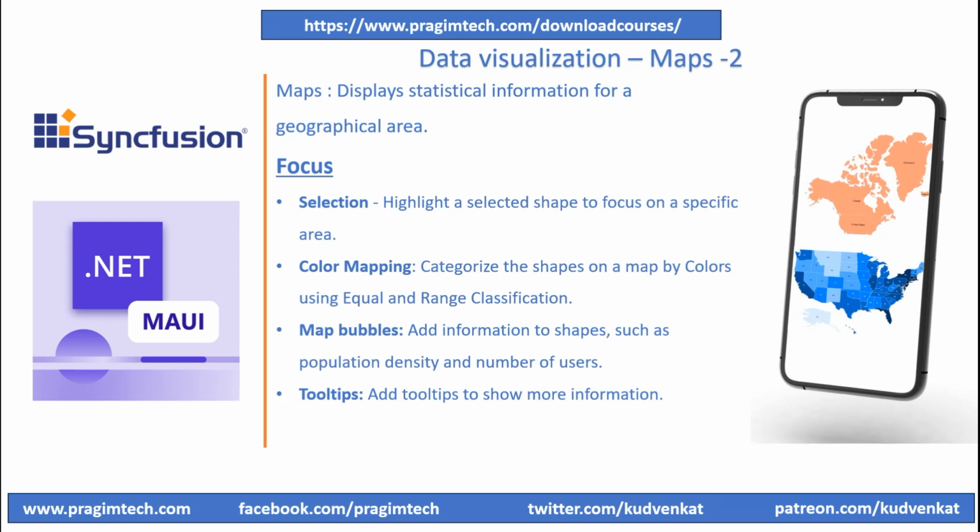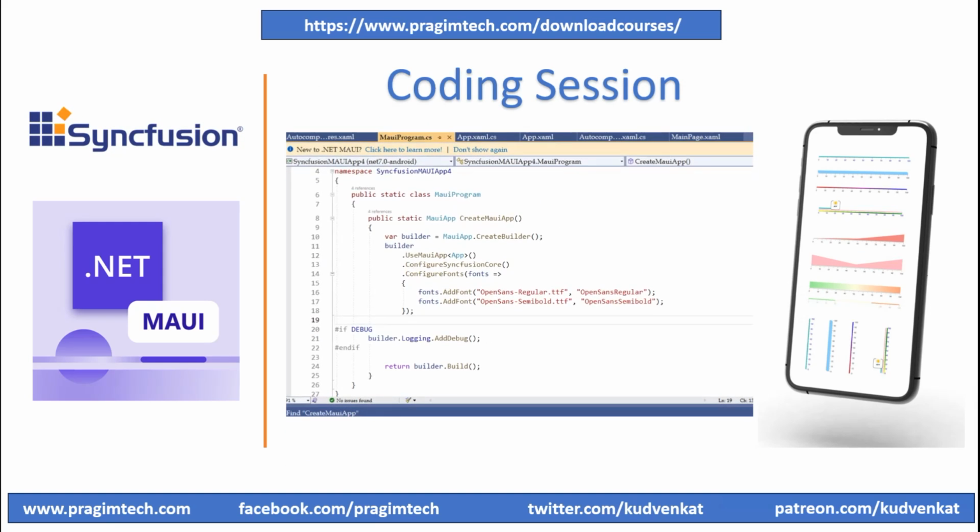We'll also focus on tooltips, and how to add a tooltip to show more information about shapes, bubbles and markers when you tap, click or hover on them. We'll also focus on interactive map markers, which display the map markers for a shape layer with specific latitudes and longitudes. Let's now quickly switch to the coding session and get going.